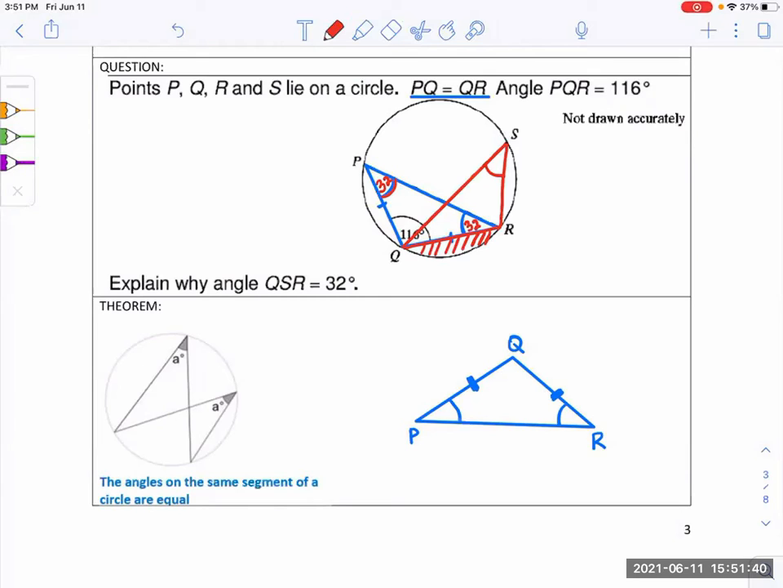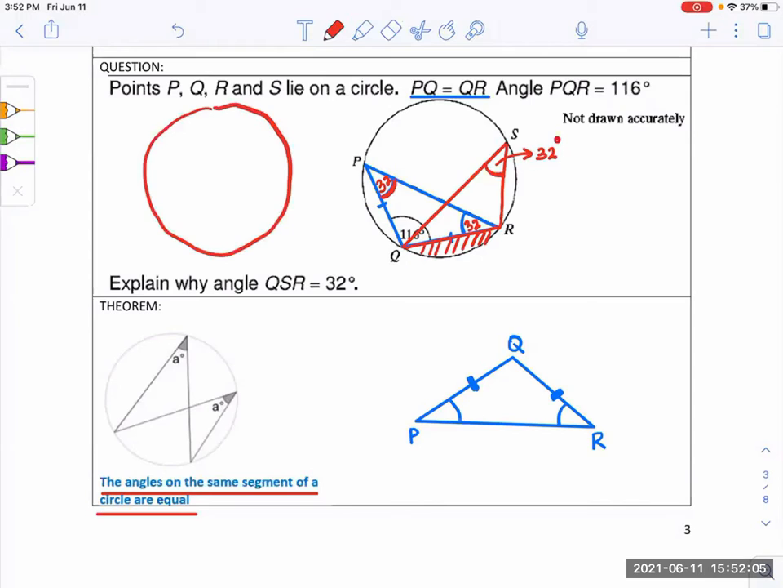Angles on the same segment are equal. So if this angle here is 32 degrees, how much would this angle be? 32. Do you all agree? Or you're still not sure? Yeah, Miss, I agree.